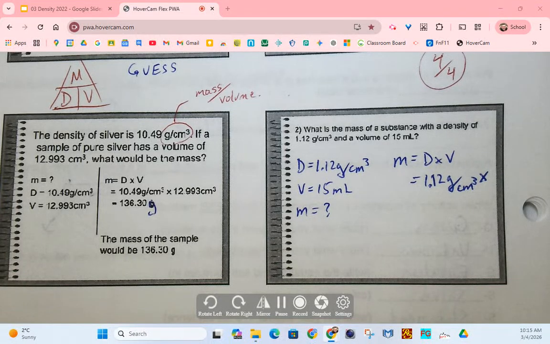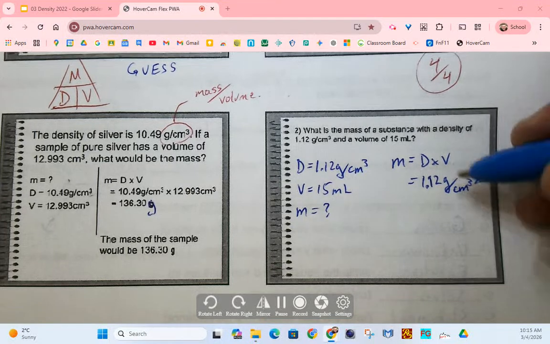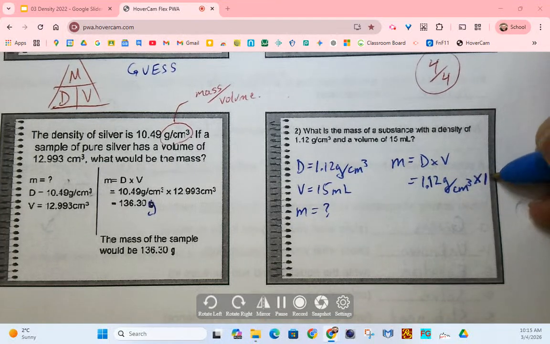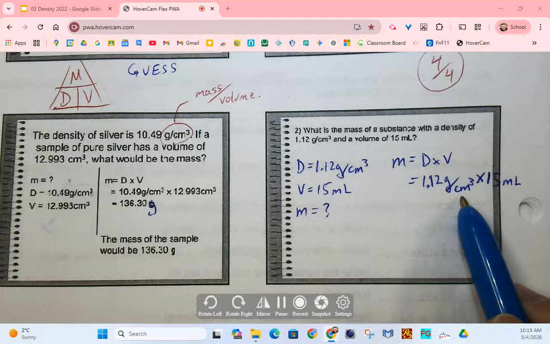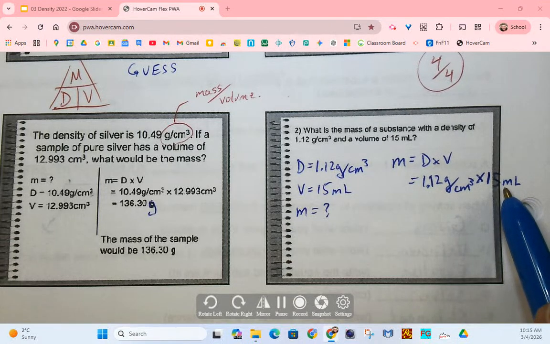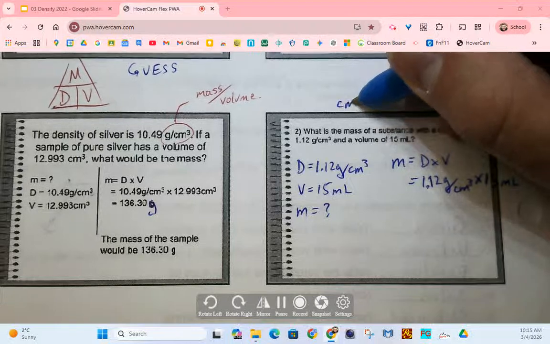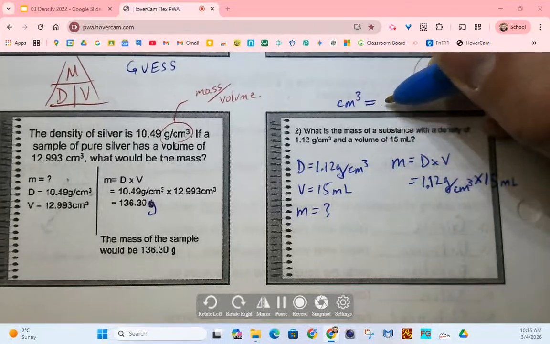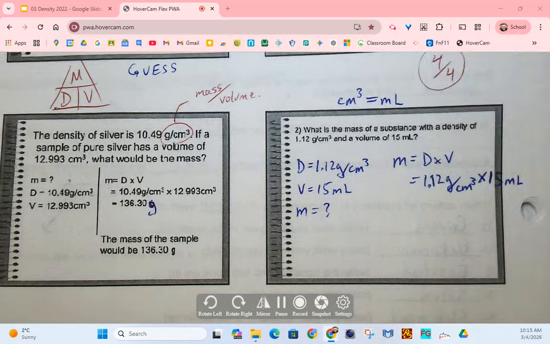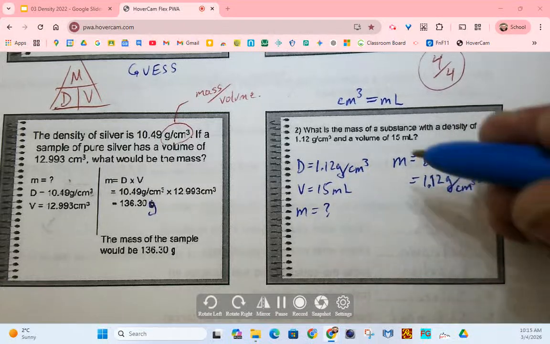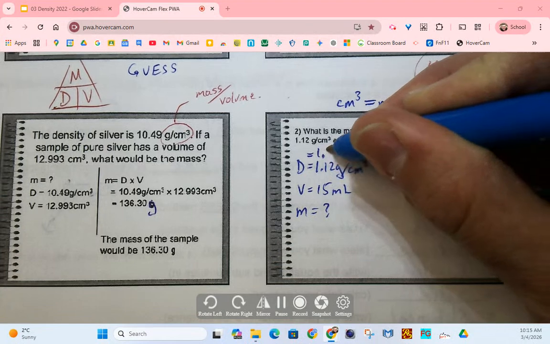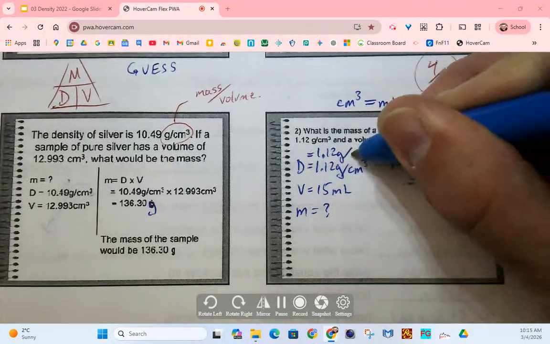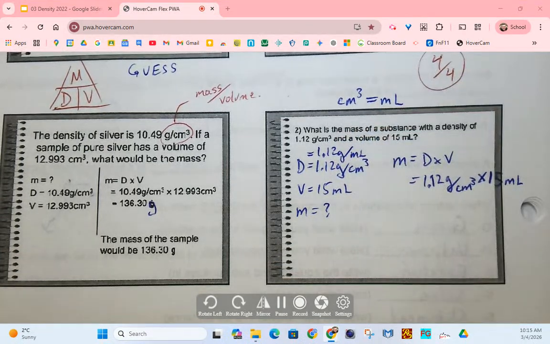Oh no. We're about to run into a problem. 15 milliliters. You guys know that centimeters cubed and milliliters are not the same volume units, but did you know that centimeters cubed is the same size as a milliliter? So it turns out that it's okay to do this, but a lot of people that are purists would say, let's rewrite this as 1.12 grams divided by milliliters.